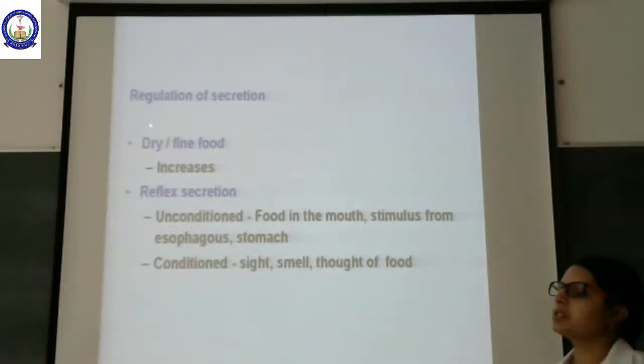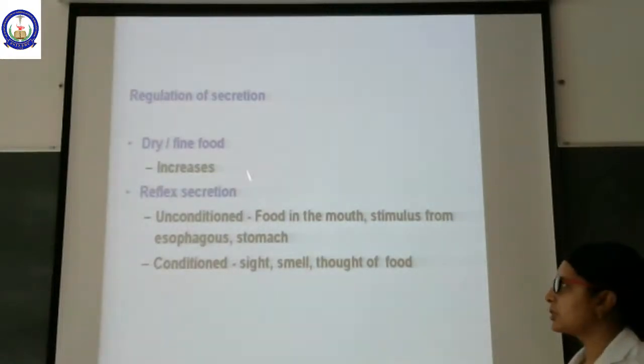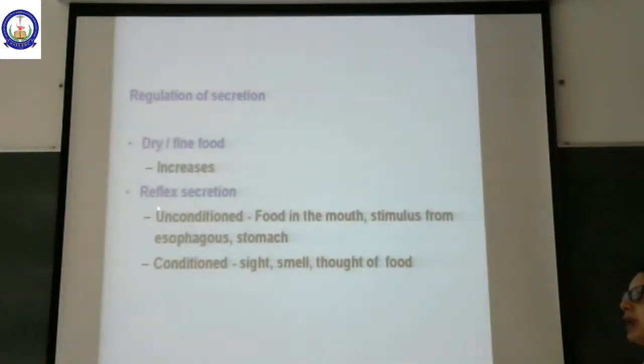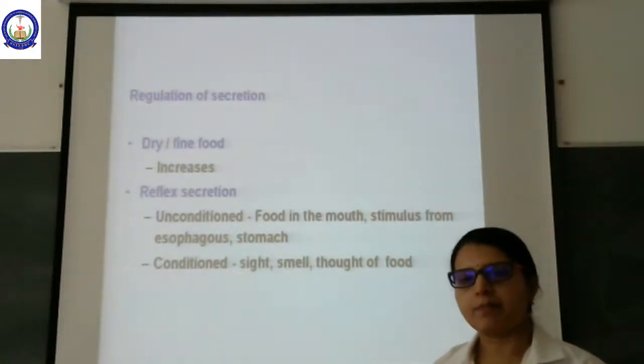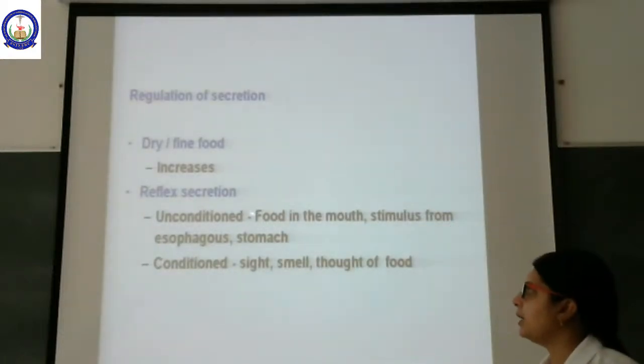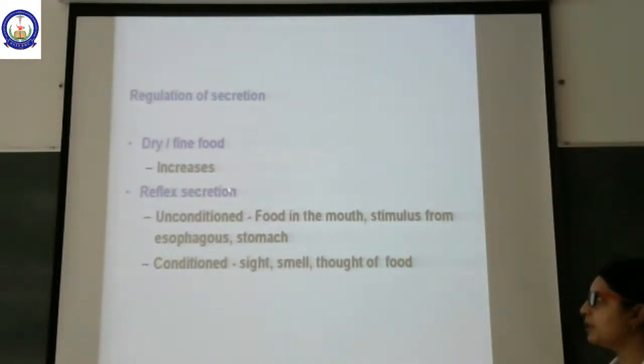So it is also altered by dry and fine food. Suppose you take dry food and fine food, it will increase the secretion of salivary juice and reflex secretion. Here you might have read about the conditioned reflex and unconditioned reflex dog experiment, which was studied by a scientist. Unconditioned means whenever food is in the mouth, it acts as a stimulus for the secretion of salivary juice. So this is unconditioned. Stimulus also comes from the esophagus and from the stomach.